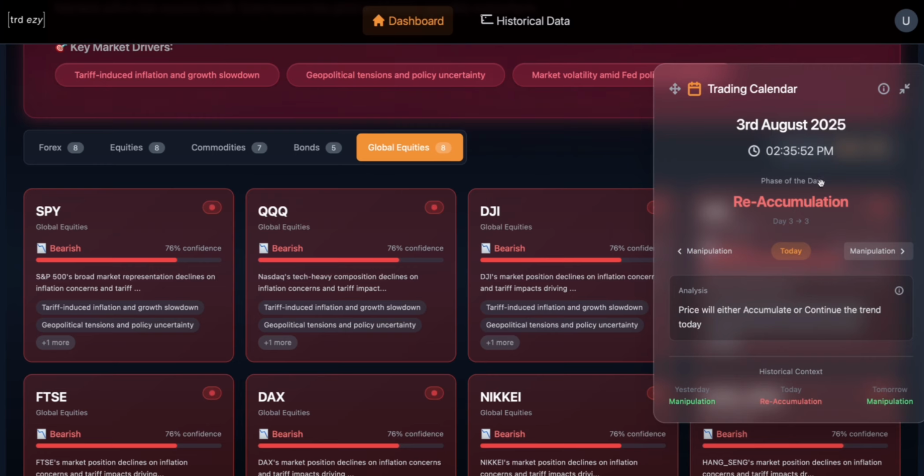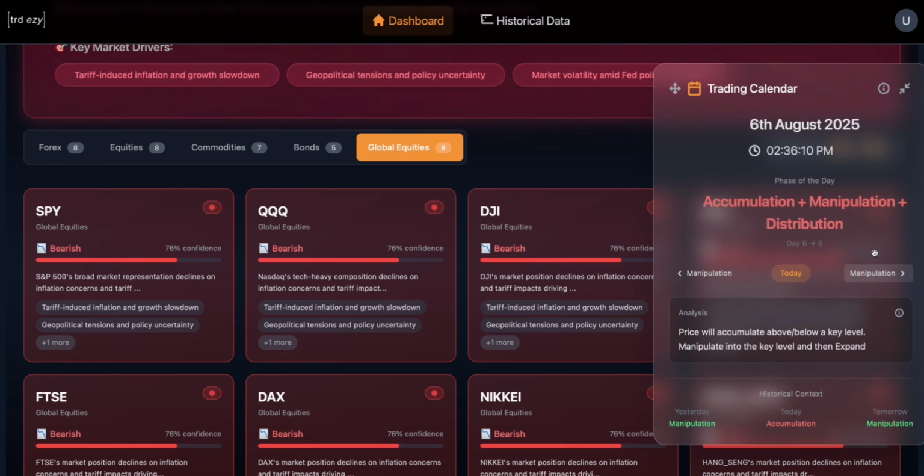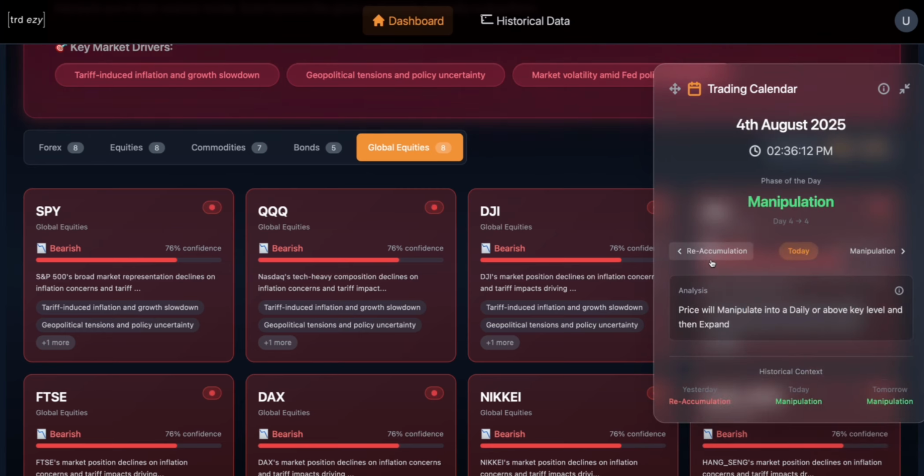Now today is an accumulation day, so price will either accumulate or continue the trend today. So I am looking for that trend continuation to the downside. And tomorrow is going to be manipulation, so we're going to see large expansion tomorrow and the day after as well. We're going to get a manipulation in distribution. So expect the next 2 days to be large range expansions. That's what I'm looking for anyway.